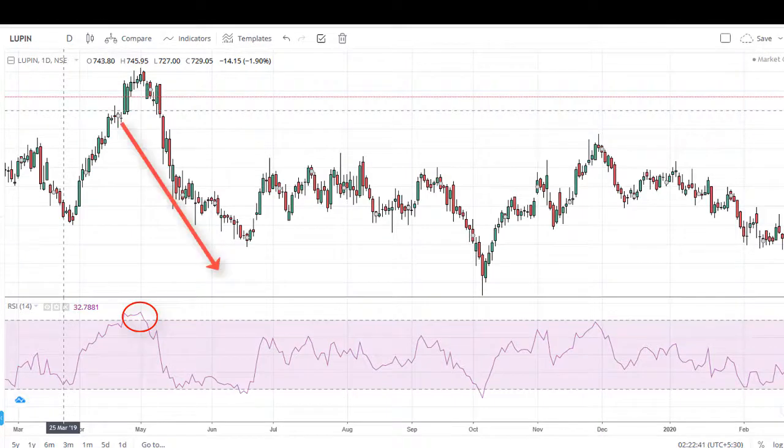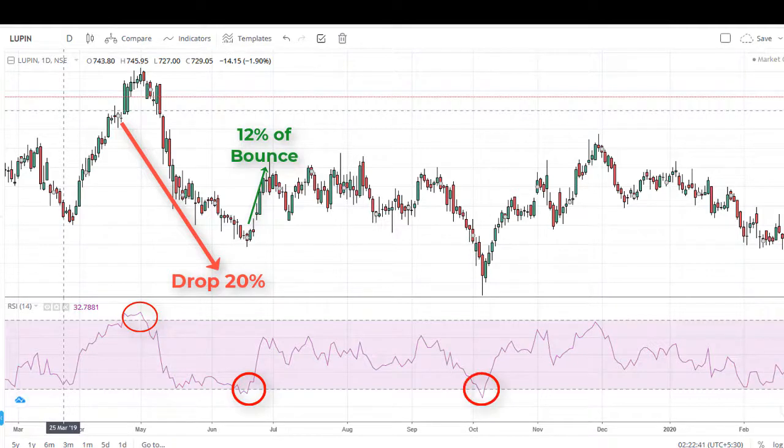as a result, the price dropped up to 20%. The next signal was generated on the 19th of June 2019. As a result, the price had a bounce back of 12%. The third signal was generated on October 9, 2019, and as a result, the price had 21% growth.